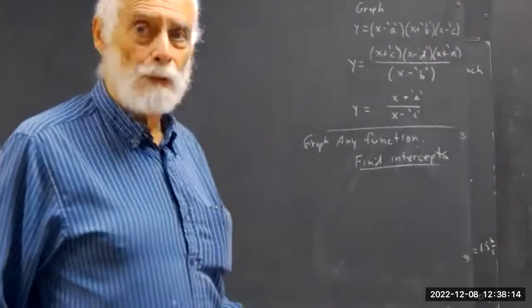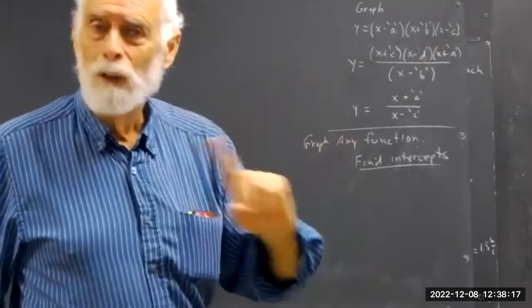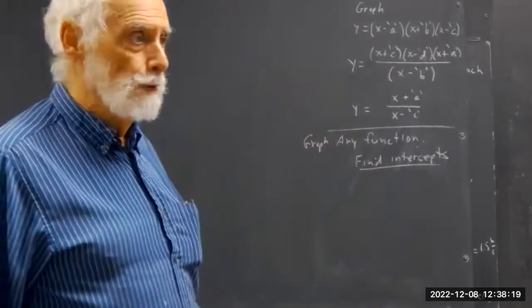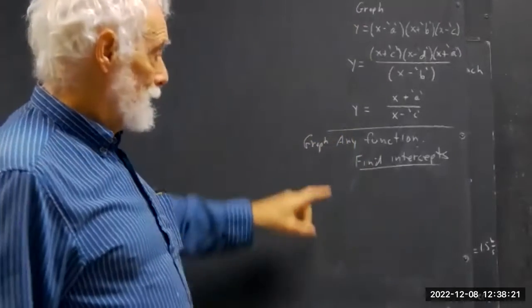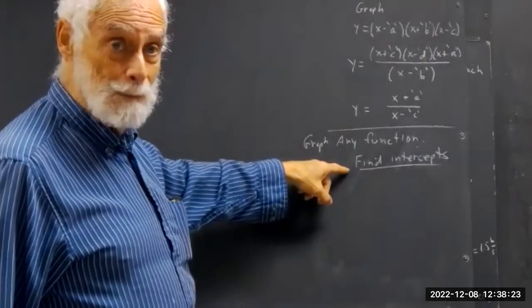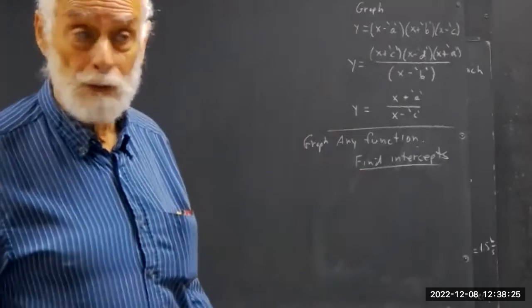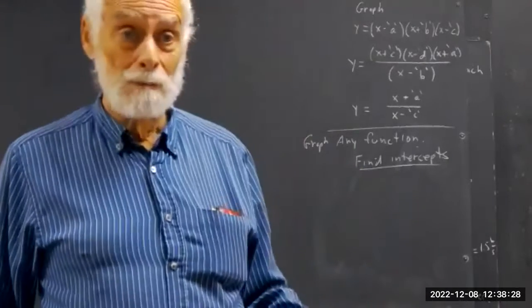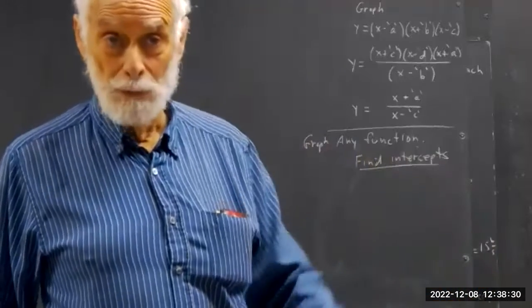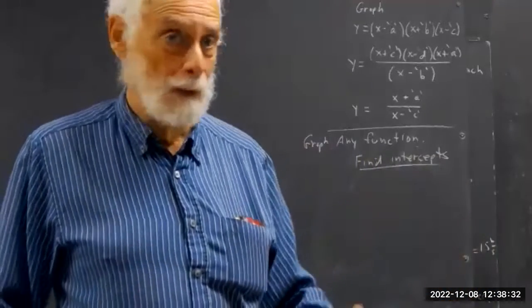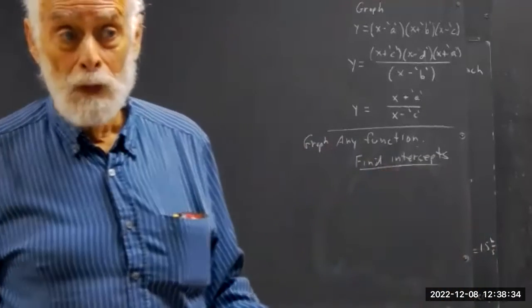When I ask you to graph anything, first step, find the intercepts. It starts giving you information on the graph. Okay, so that's automatic, find the intercepts. Now, how do you find the x-intercept? You let y equal 0. How do you find the y-intercept? You let x equal 0. I'm not going to belabor that point now because that should be second nature.